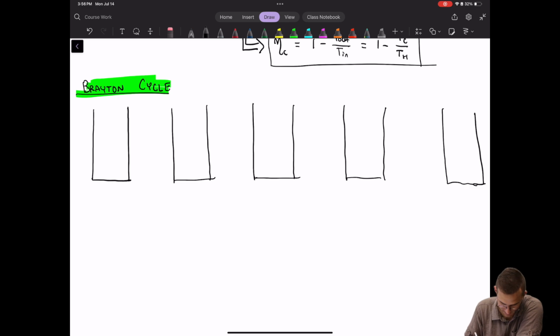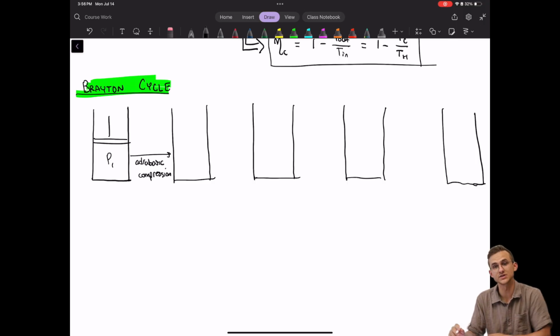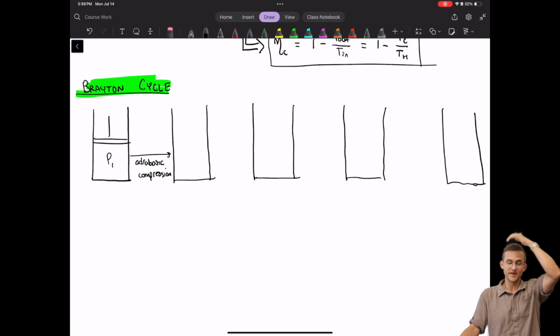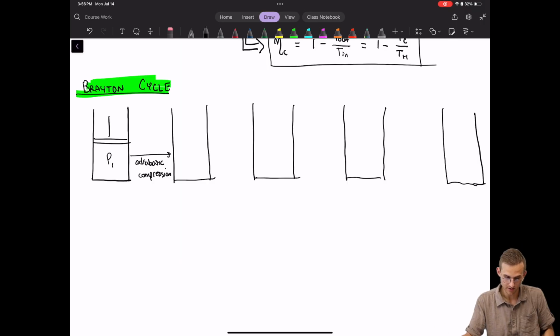Okay, and so we'll start with this position, let's say, P1 at pressure 1. And then you have an adiabatic compression. And I should say that anytime I'm writing down adiabatic, you know that if it's actually ideal, that means it's isentropic, right? But I'll go ahead and proceed.